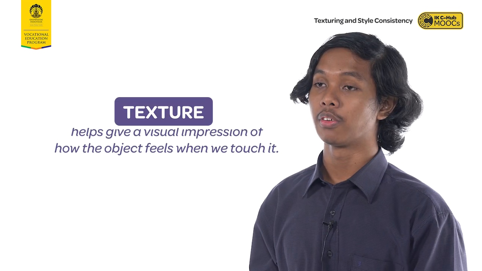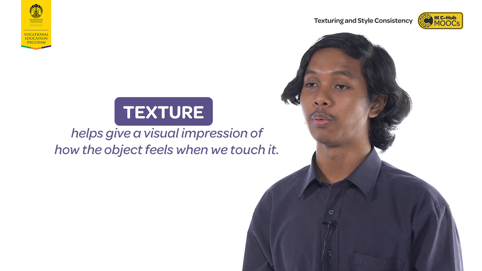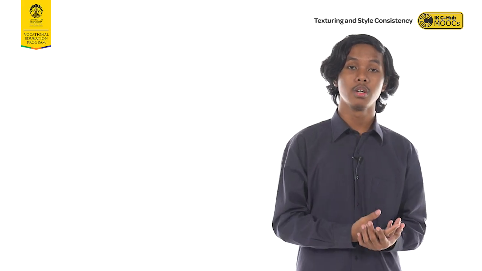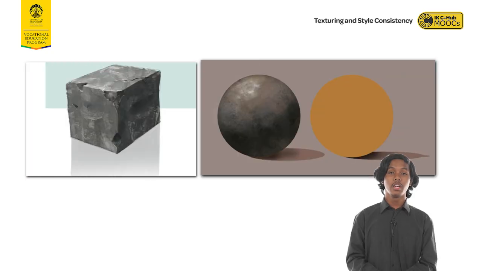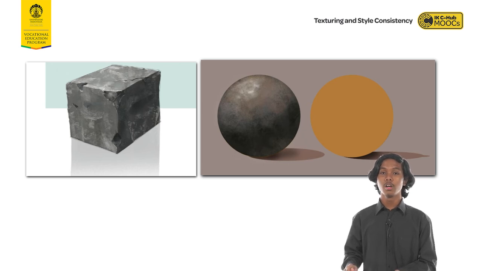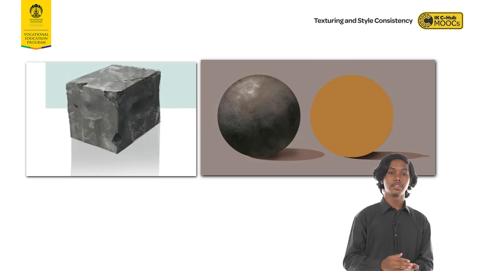Texture is the surface quality of an object. And as you may know, each object has its texture. Texture helps give a visual impression of how the object feels when we touch it. Keep in mind that texturing has a huge role in character concept development. Why? By using and drawing the right texture, we can identify the texture of the object. For example, if you compare a rock and a metal, you can see the difference in the texture of the object, where the rock has a rough texture, while the metal has a smoother texture.